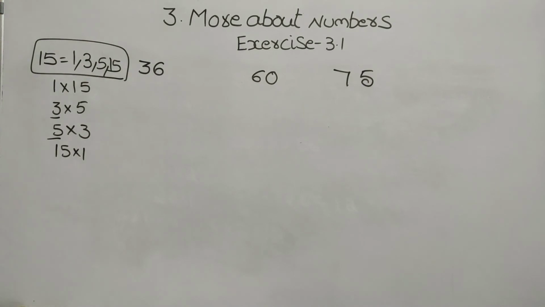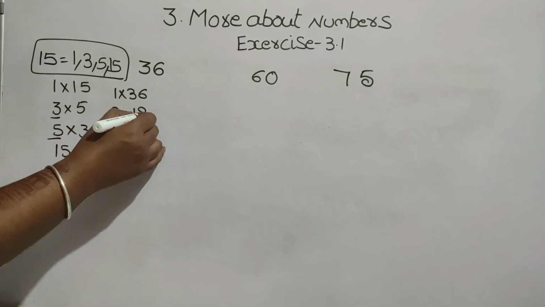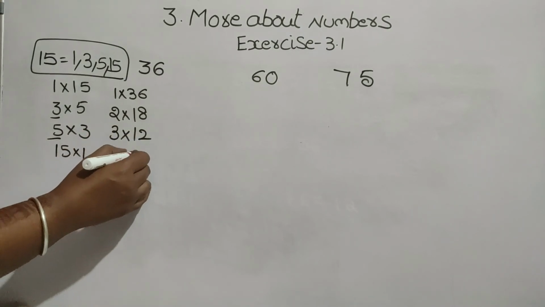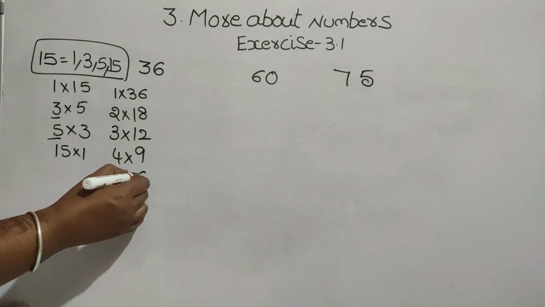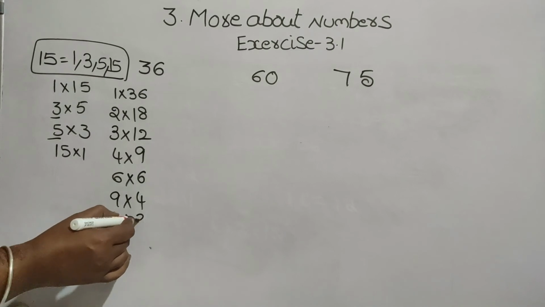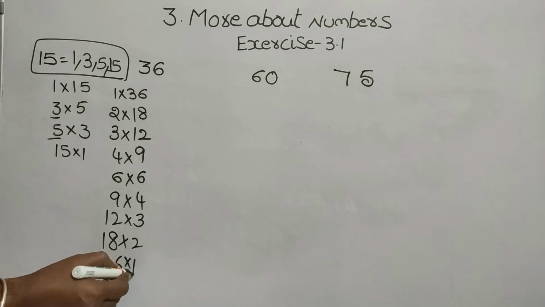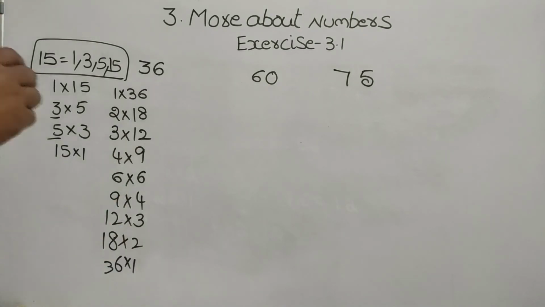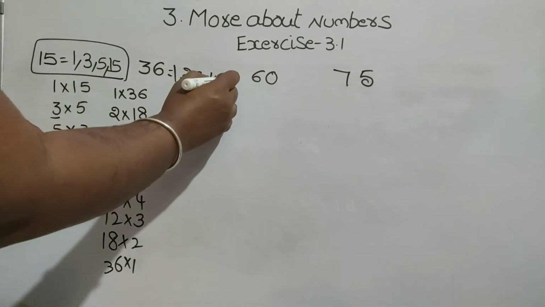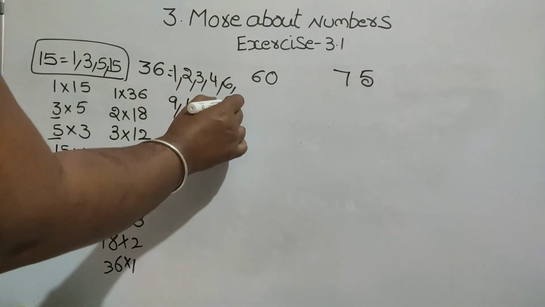For 36. 1 36 are 36. 2 18s are 36. 3 12s are 36. 4 9s are 36. 6 6 are 36. 9 4s are 36. 12 3s are 36. 18 2s are 36. 36 1s are 36. The factors of 36 are 1, 2, 3, 4, 6, 9, 12, 18, 36.